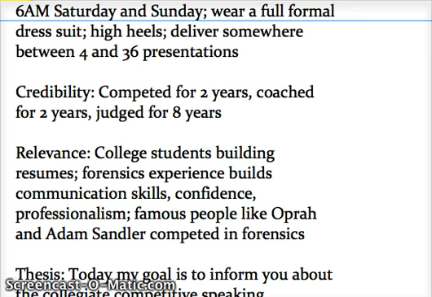In addition to that, famous people like Oprah and Adam Sandler have both competed in forensics. And there are a number of other people who are famous who've competed in forensics. So there is some kind of a connection sometimes between competing in forensics and being able to reach high levels of excellence in your field. So as college students who are building our resumes, this is something we should care about. We should care about learning about this community and the opportunities that it has for us.